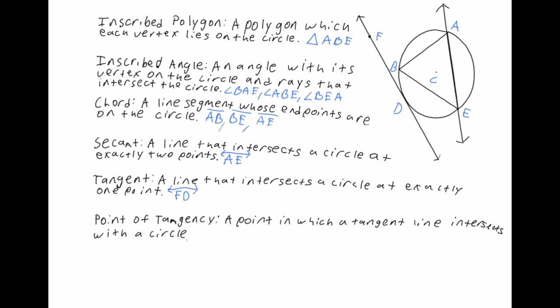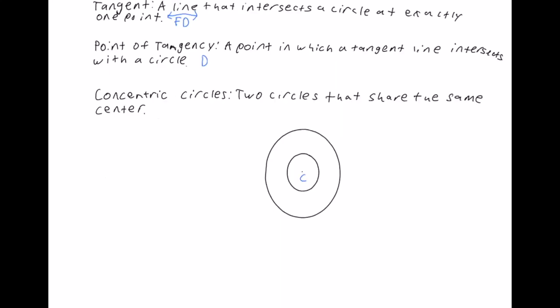And a point of tangency is a point in which a tangent line intersects with a circle. So the point of tangency here is right here, at D. And remember, points are just single letters. So, D. And finally, concentric circles are two circles that share the same center. So in this picture here, both of these circles have a center C. So they have the same center, but they're two different circles.